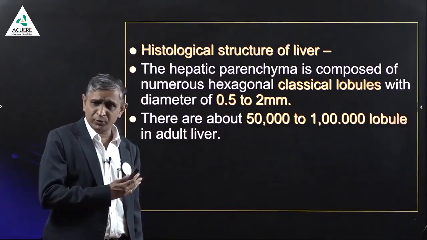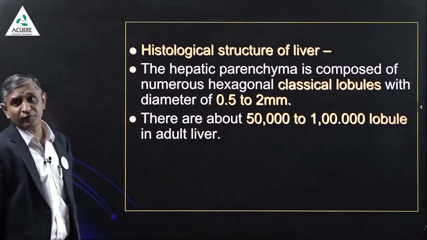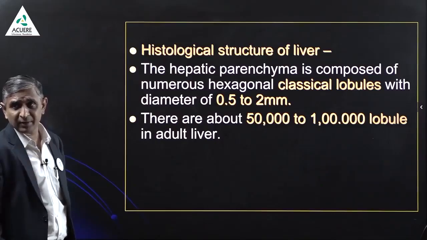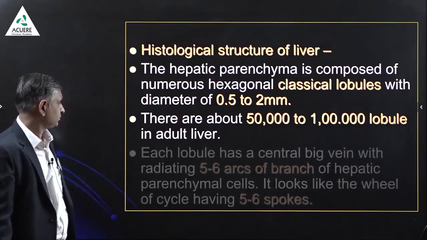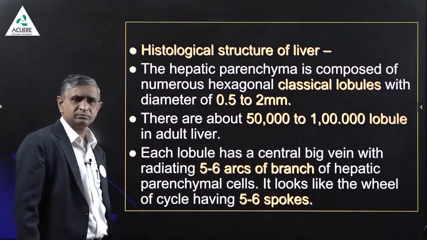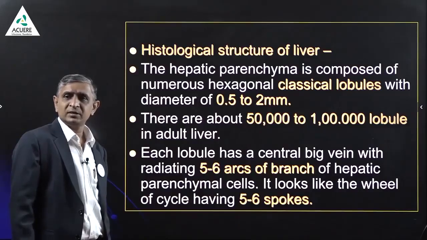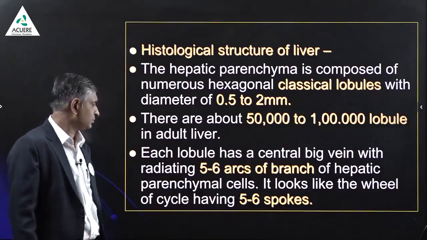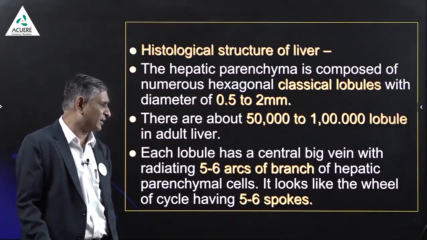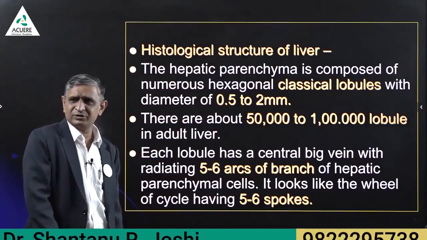We talk about the lobule. A part of the lobule we have seen. Am I right? About 50,000 to 1 lakh lobules are there in the liver. Each lobule has a central big vein radiating with 5 to 6 arcs of branches of the hepatic parenchymal cells. It looks like the wheel of a cycle having 5 to 6 spokes.